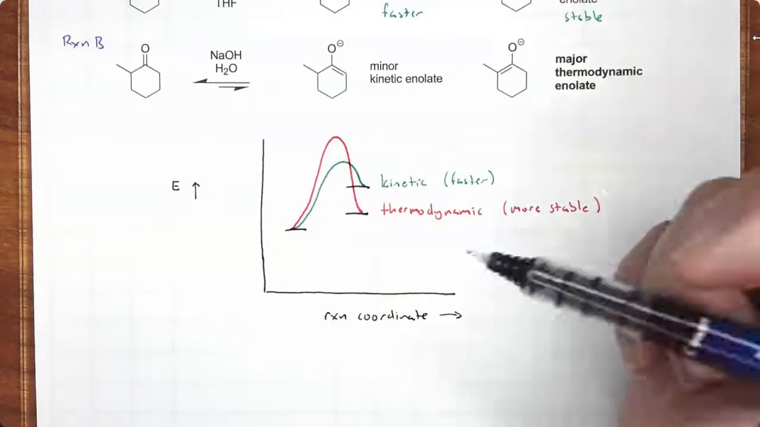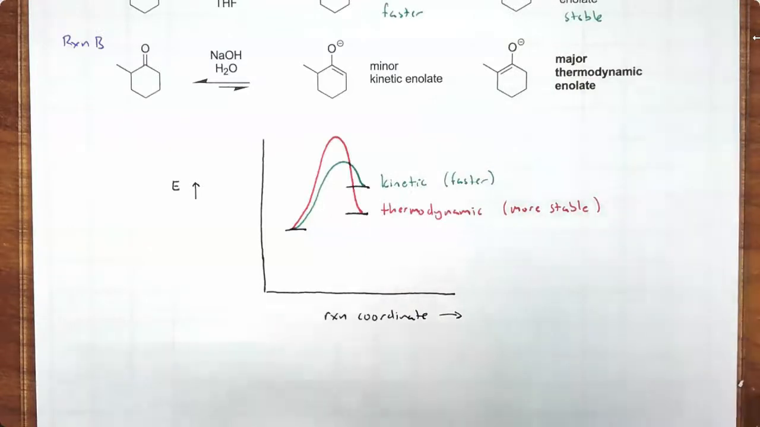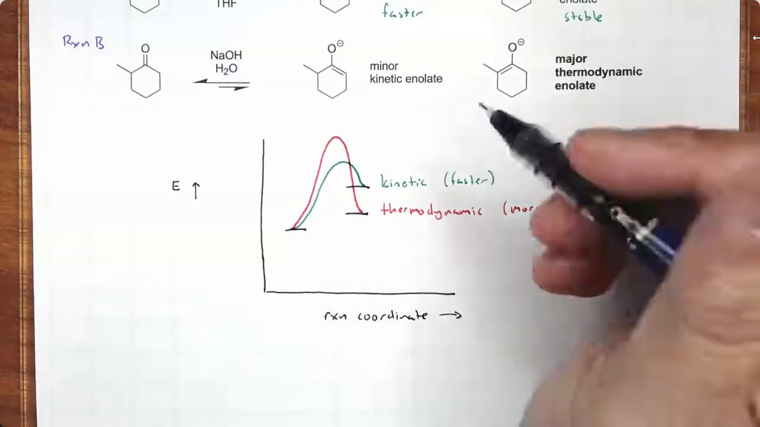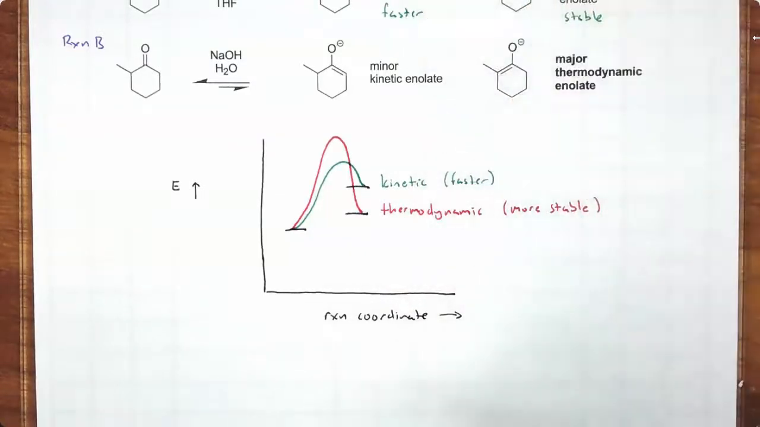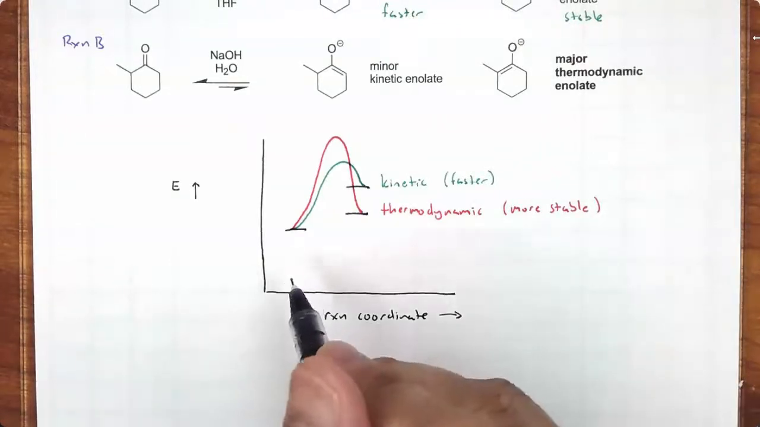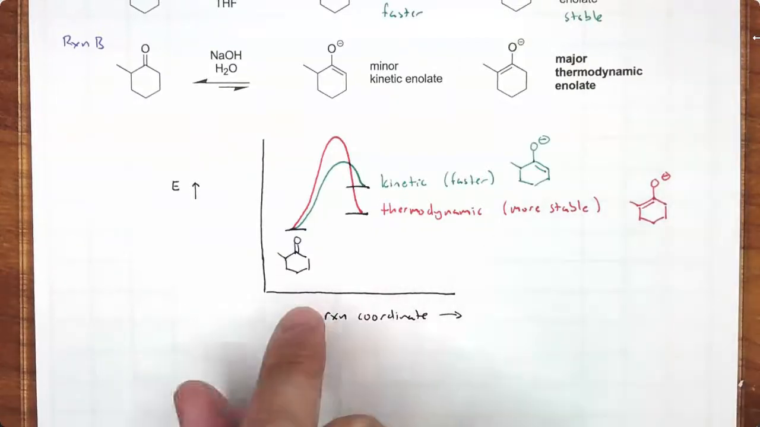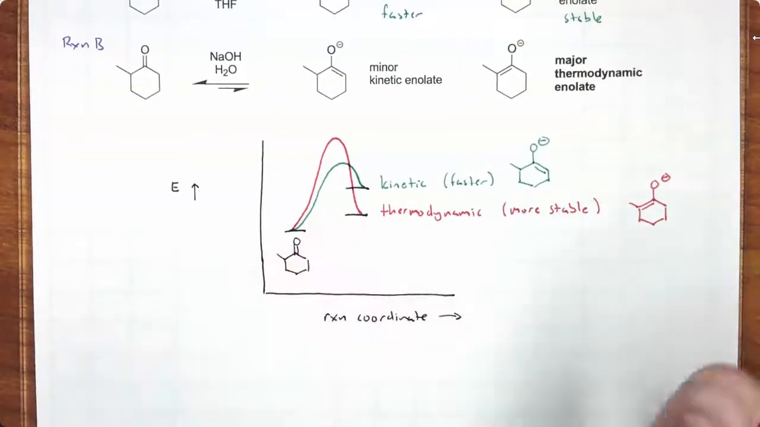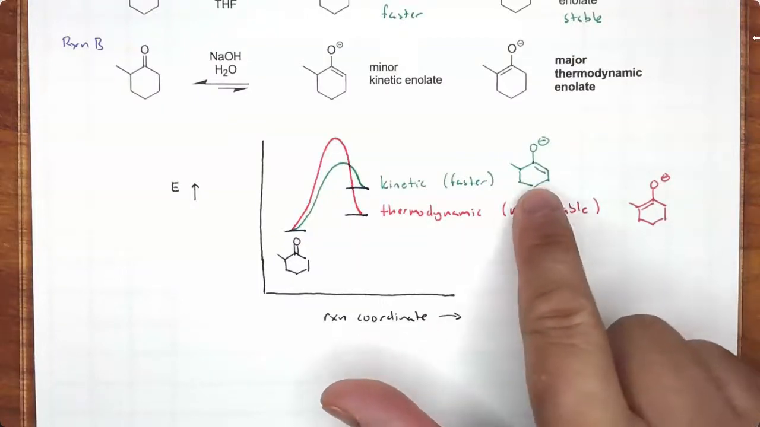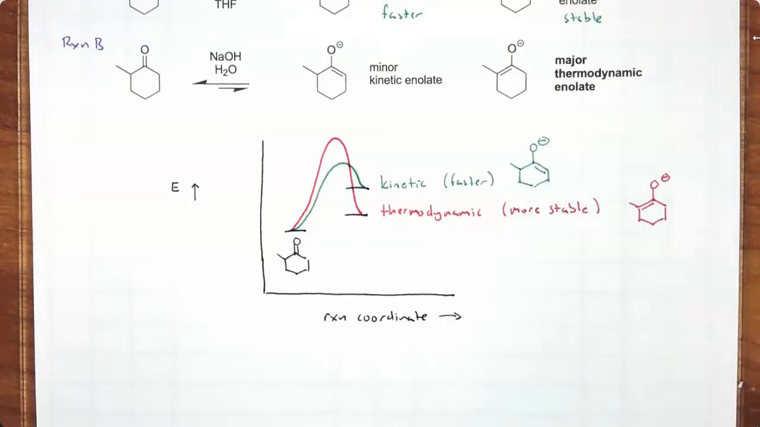Now, I do have both of these lines a little bit higher than the starting ketone. That's because we make the anion, which is a little less stable than the neutral starting material. So here I've drawn the compounds that are represented at each of these energy levels. Now, I haven't mentioned yet, and you may wonder, why is the green enolate the one that's made faster, whereas the red one is the one that's more stable?